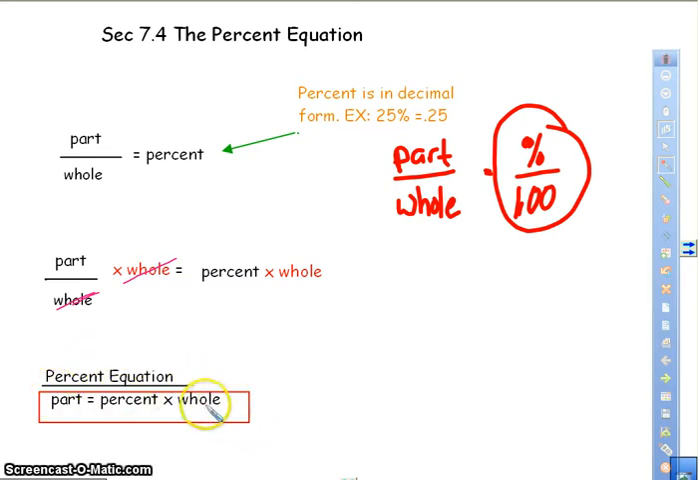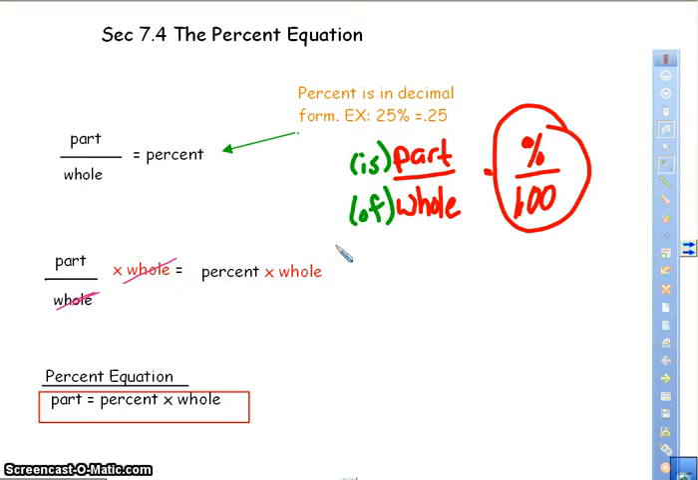Okay, and sometimes they'll call that base. Part equals percent times base. It's the same thing. The whole represents the whole part. Okay, we already have talked about how the part and the whole can be identified, as the part is referred to as the is, and the whole is referred to as the of within the problem.